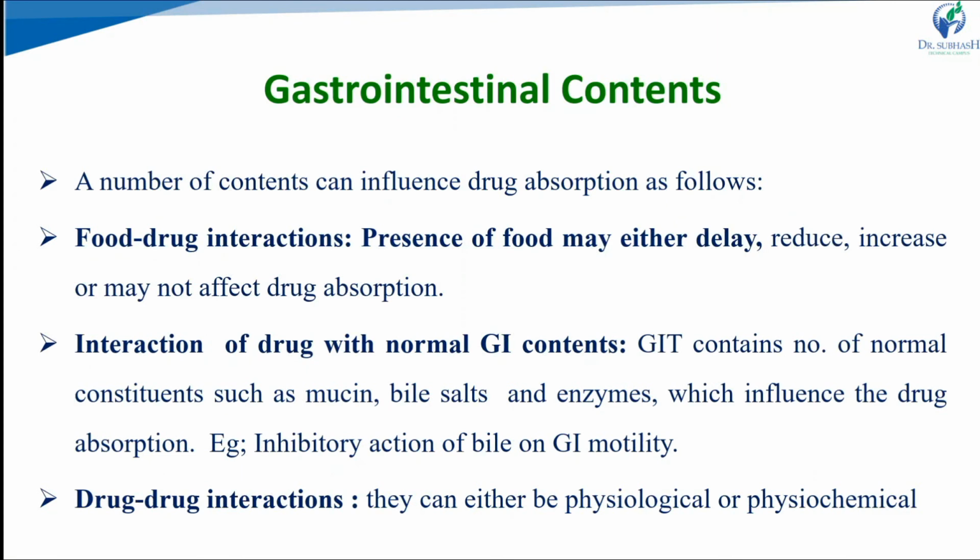Then the GI contents: gastrointestinal contents such as food, the normal GI content already present, and one drug with other drugs. A number of contents can influence drug absorption. Food-drug interactions generally may reduce, increase, or not affect drug absorption. Interaction of the drug with normal GI content, like the presence of mucin and bile salts and the enzymes, influences the absorption process.